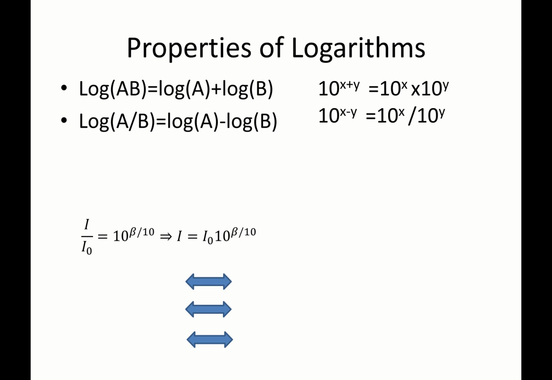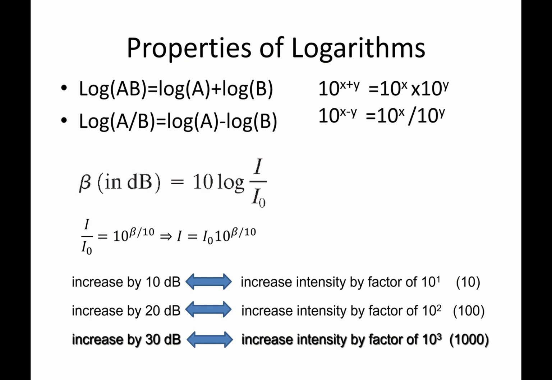So let's just do a quick review of the properties of logarithms. So remember, if you do the logarithm of a product, logarithm of a times b is the sum of the logarithm of the individual things in the product. So it's log a plus log b. Logarithm of a quotient, log a over b, is the log of a minus the log of b. Why is that? Well, because 10 to the x plus y is 10 to the x times 10 to the y, and 10 to the x minus y is 10 to the x divided by 10 to the y.